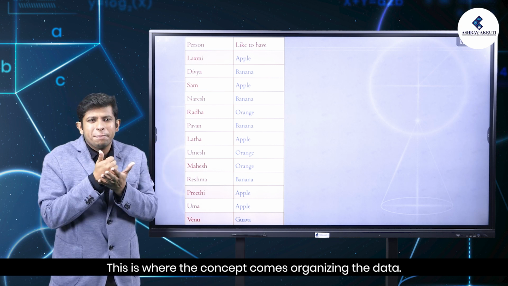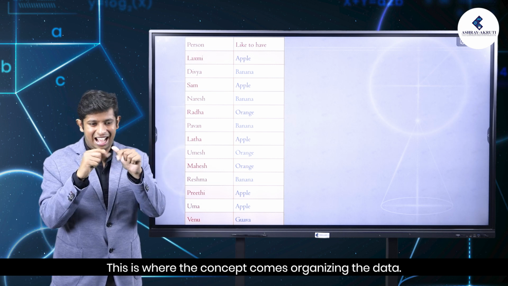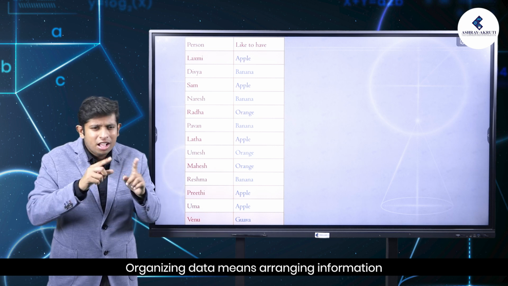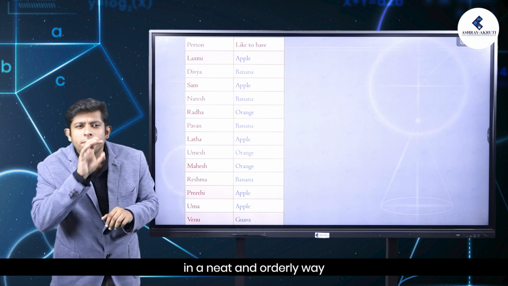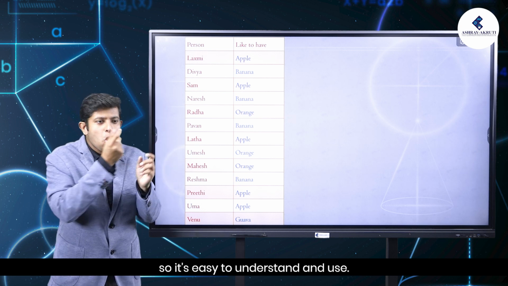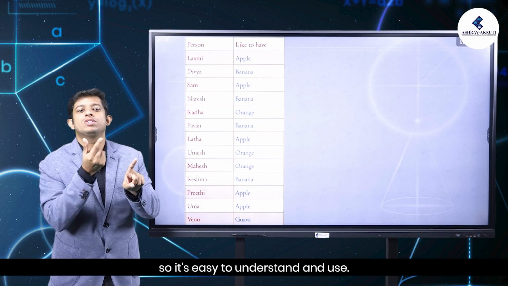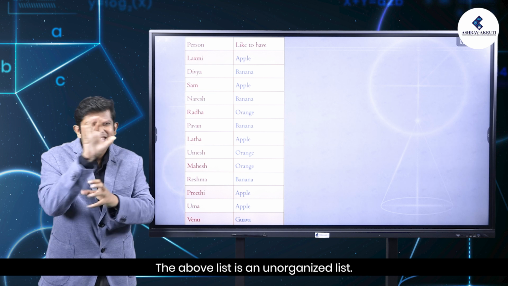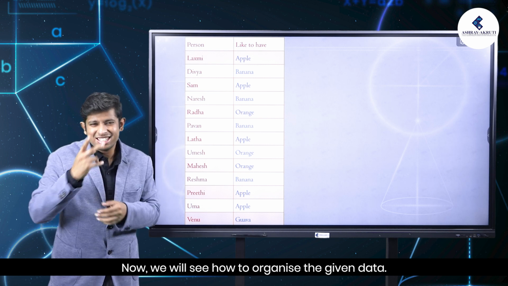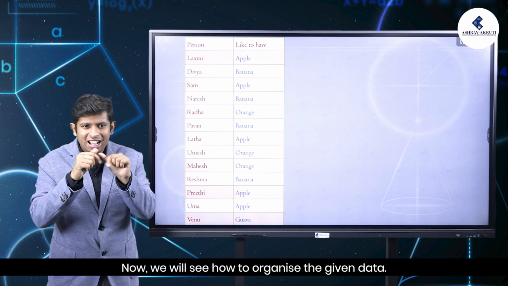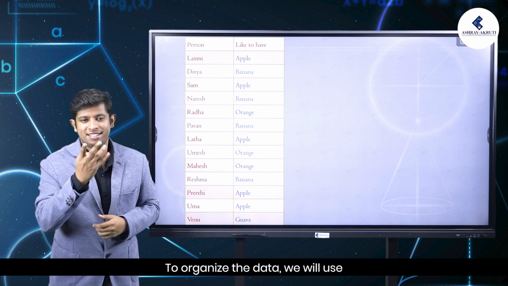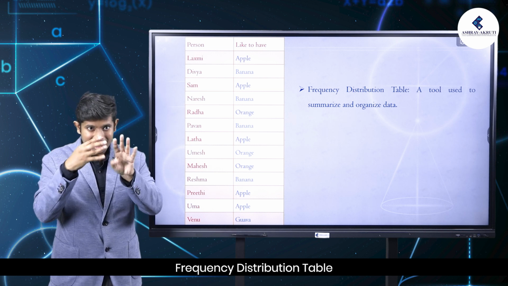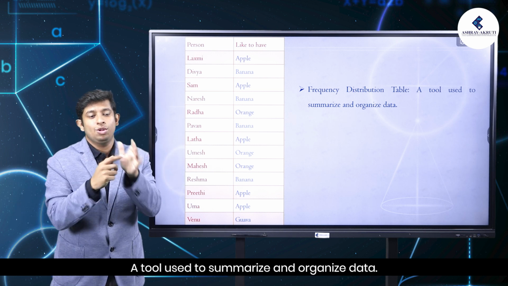This is where the concept of organizing the data comes in. Organizing data means arranging information in a neat and orderly way so it's easy to understand and use. The above list is an unorganized list. Now we will see how to organize the given data. To organize the data, we will use a frequency distribution table, a tool used to summarize and organize data.